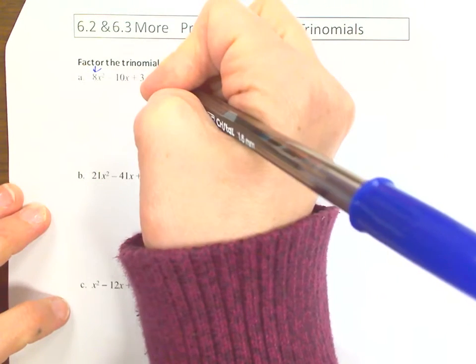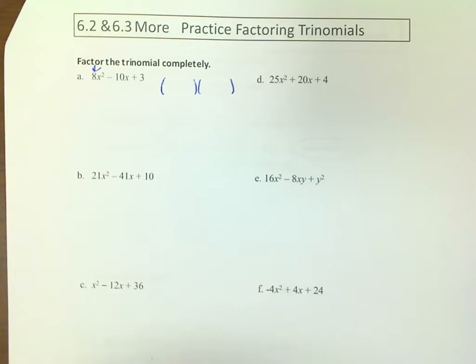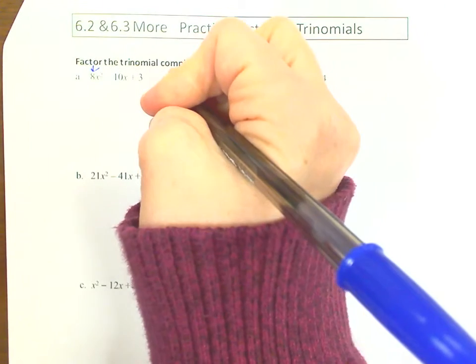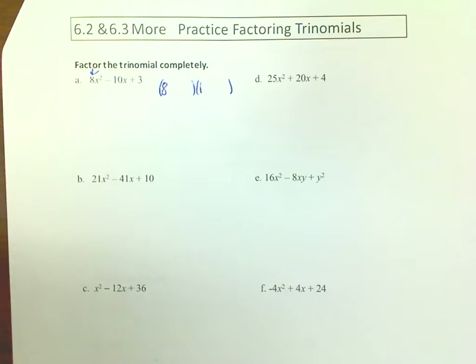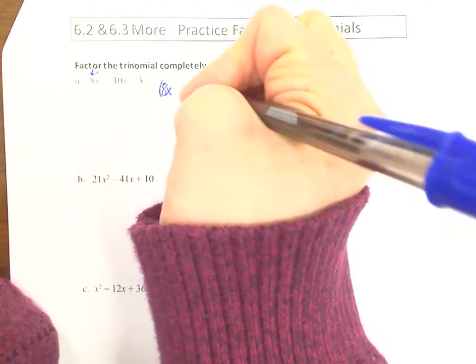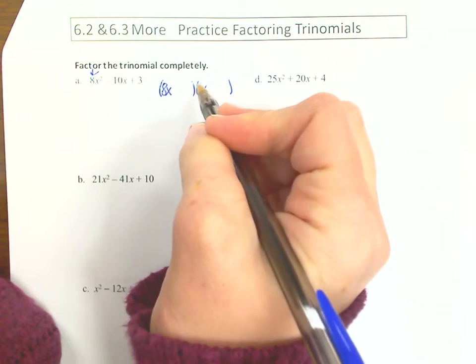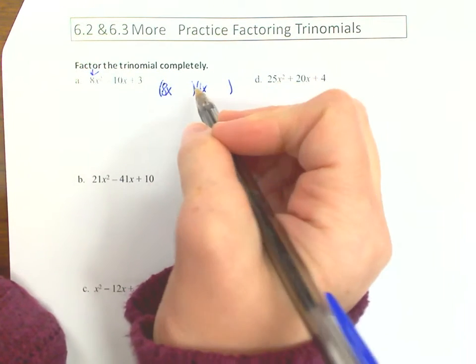Okay, so we're going to come over here to the side, and what we're thinking about is the factors of 8. Remember the factors of 8 can be 8 and 1. It could also be 2 and 4, and we're just going to be guessing and checking here. We definitely know there's going to be an x times an x because we have an x squared, but it can be 8x times 1x, or it might be a 2x times a 4x. So let's just try 8 and 1.